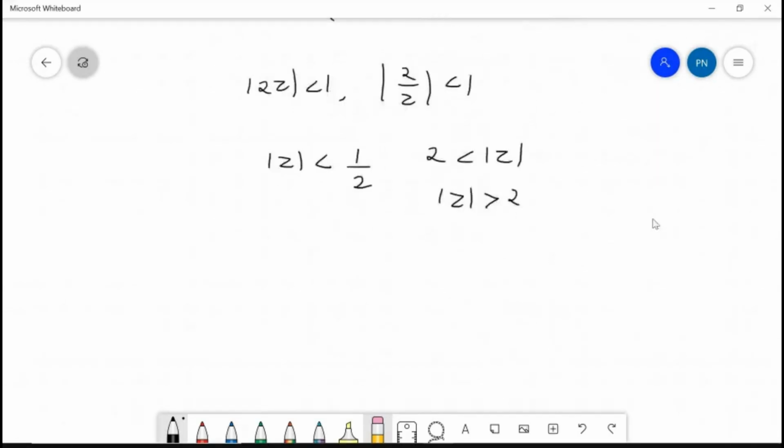When I draw this, we'll get, अगर यहाँ पे ये 0 है, ये half है और ये 2 है, तो ये बड़ा यहाँ से है और यहाँ पे है. It is not lying in between half and 2. It is less than half and greater than. So we cannot combine that, keep it as it is. Mod z is less than half and mod z is greater than 2.